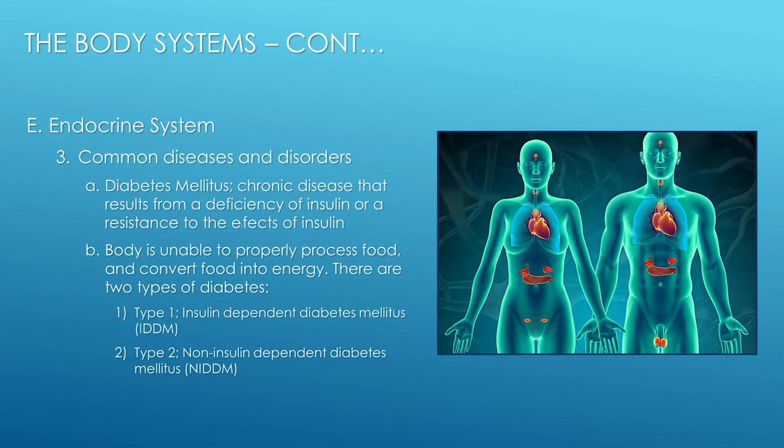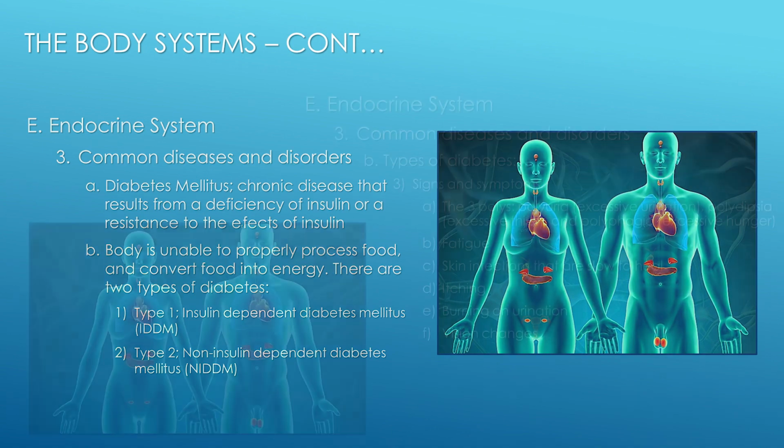Common diseases and disorders. Diabetes mellitus, a chronic disease that results from a deficiency of insulin or resistance to the effects of insulin. The body is unable to properly process food and convert food into energy. There are two types of diabetes. Type 1, insulin-dependent diabetes mellitus, or IDDM. Type 2, non-insulin-dependent diabetes mellitus, NIDDM.